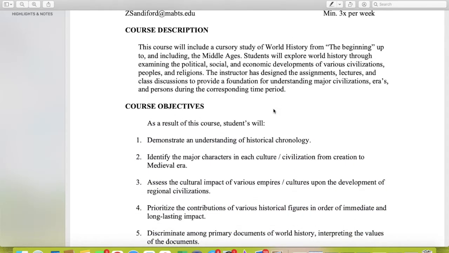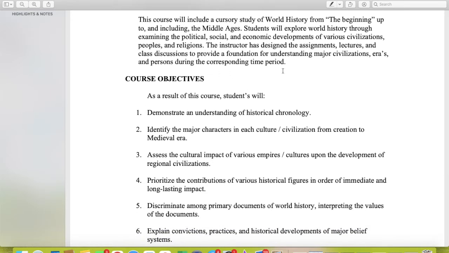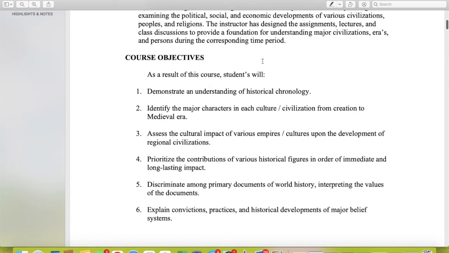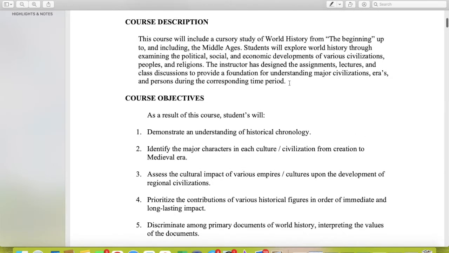All right, so here's the course description. This course will include a cursory study of world history from the beginning up to and including the Middle Ages. Students will explore world history through examining political, social, and economic developments of various civilizations, peoples, and religions. The instructor has designed the assignments, lectures, and class discussions to provide a foundation for understanding major civilizations, eras, and persons during the corresponding time period. So again, it's from the beginning until the Middle Ages. World History 2 then picks up at the Reformation and moves to the current time period. So this is just World History 1 from the beginning to the Middle Ages.